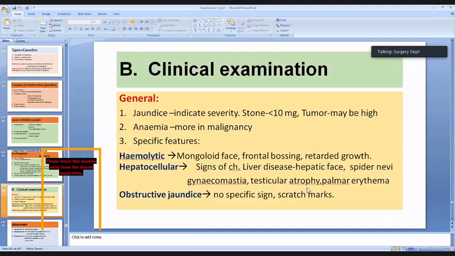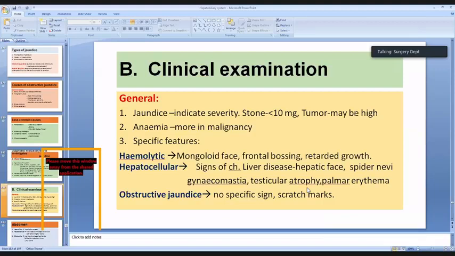Then we have to do the clinical examination. In the general examination, anemia indicates the severity. In stone disease, it is mild to moderate, that is, usually bilirubin is less than 10 milligram per dl. But in tumor, the jaundice may be very deep, with even higher bilirubin levels in malignancy.